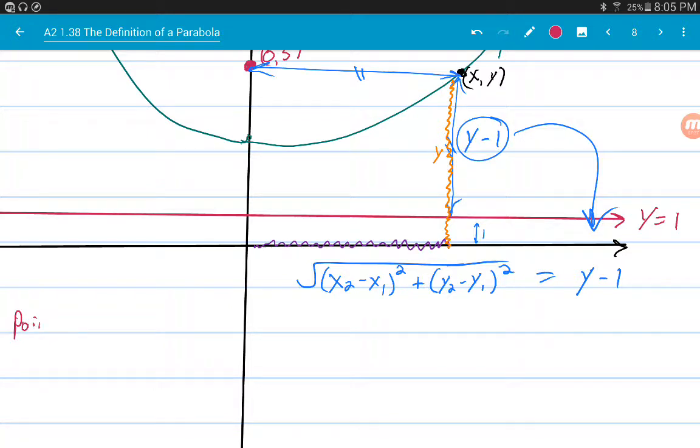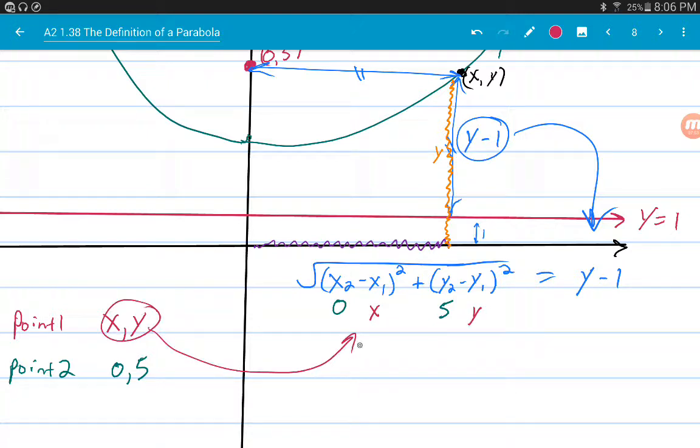So let's say point 1 is x comma y, and let's say that point 2 is the focus point, which is 0, 5. I'm going to plug these in. Point 2, so this is going to be x2, and this is going to be y2. This is going to be x1, and this is going to be y1. I just pulled them from here. It's the first point, so it's x1 and y1.